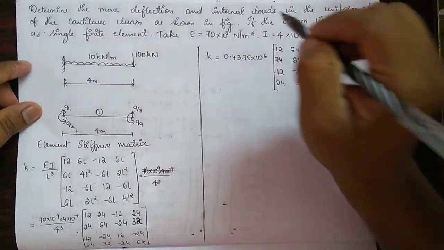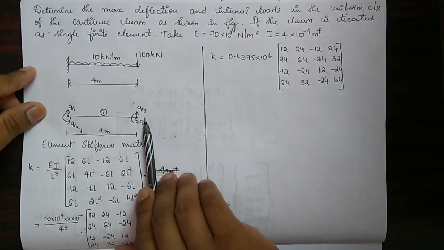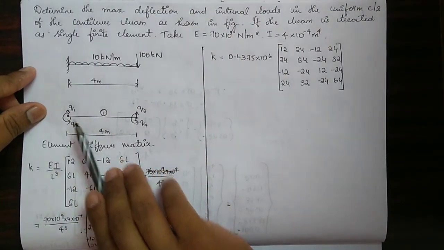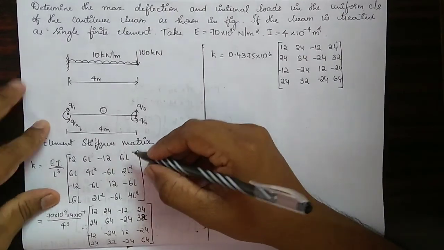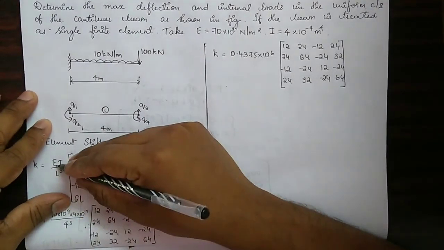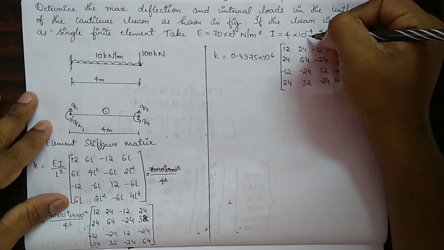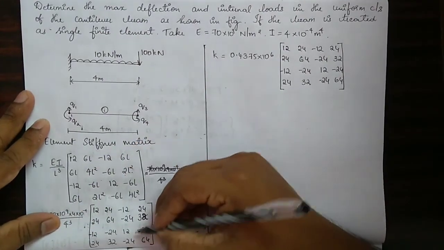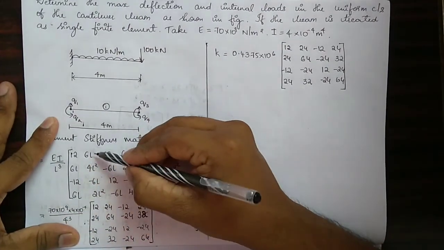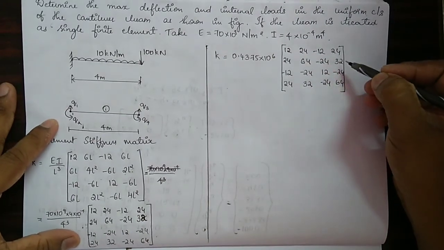I have written the FE model. They have asked only to take it as a single finite element, so that's why I have taken a single element, with node numbers 1, 2 and element number 1. I have written the element stiffness matrix and substituted the value of E, that is 70 into 10 raised to 9, I is 4 into 10 raised to minus 4, and L value is 4 meter, that is 4 cube. So after substituting the values of E, I and L cube, we will get the K matrix like this.